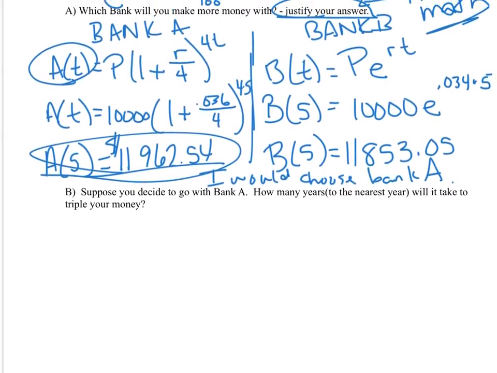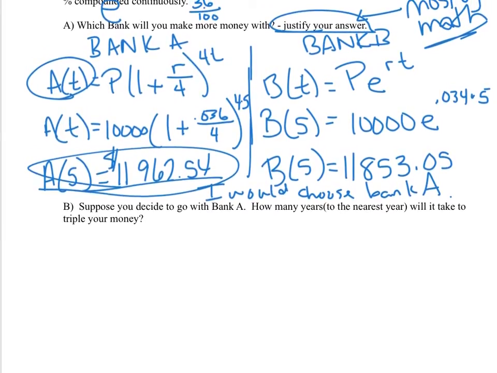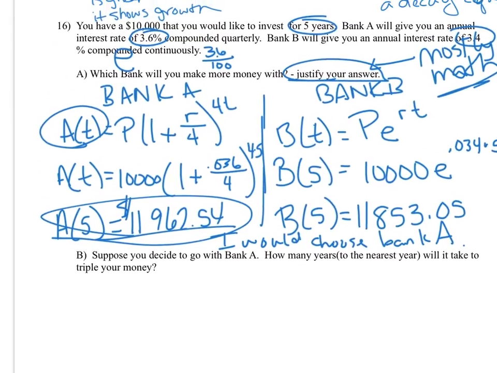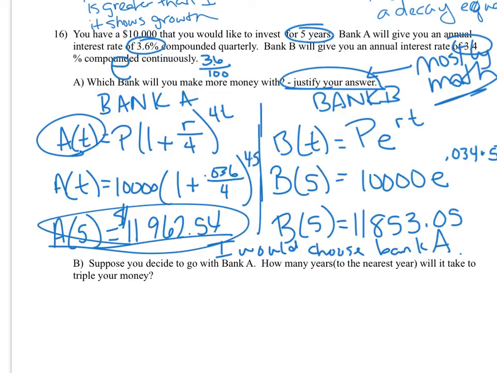Suppose you decide to go with bank A. How many years to the nearest year will it take to triple your money? So my money right now is 10,000. To triple it, that's times 3. So when will I have made 30,000? How many years? That's t.